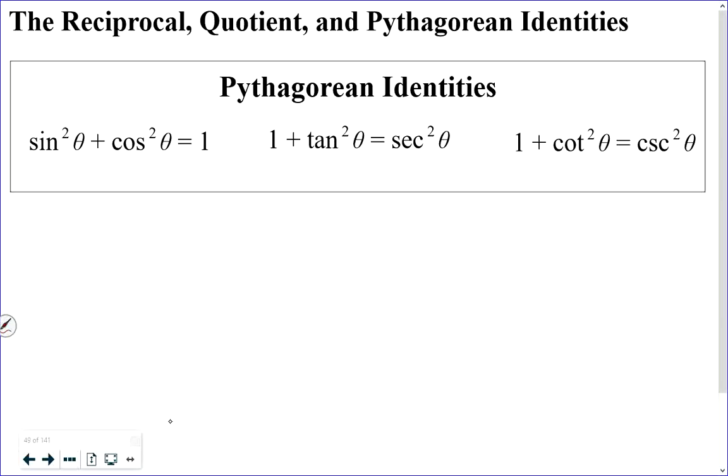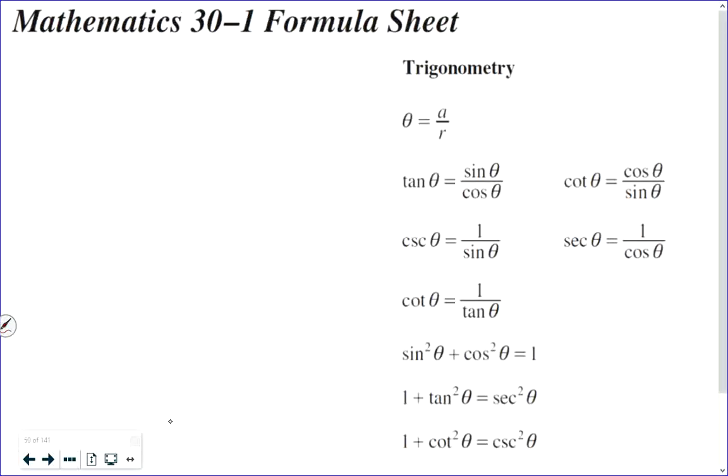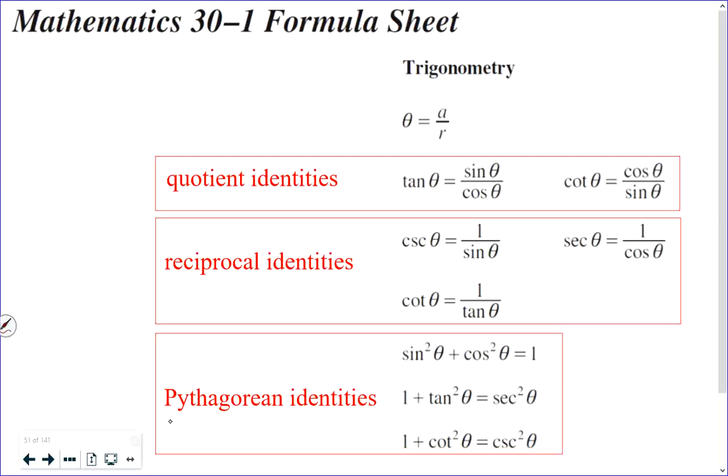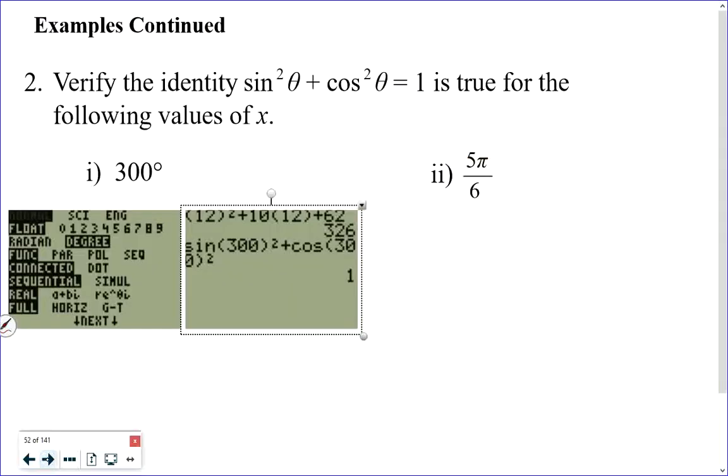And then we have the other, so you can recognize the Pythagorean identities, and they're all on your formula sheet. So if you want to add these names, that's fine. The bulk of the remainder of this unit is about using these identities and your algebra skills to solve problems. It's going to require a lot of practice to become familiar with the identities and to get better at working with identities in general. Let's take a look at the examples continued.